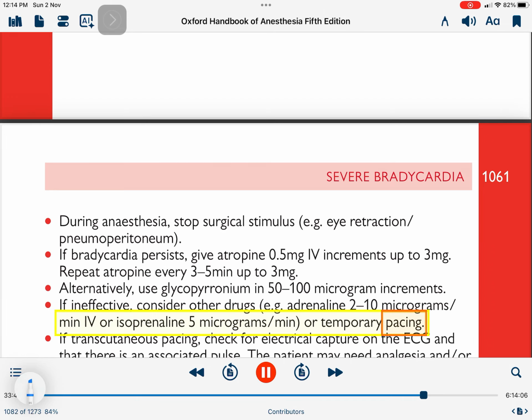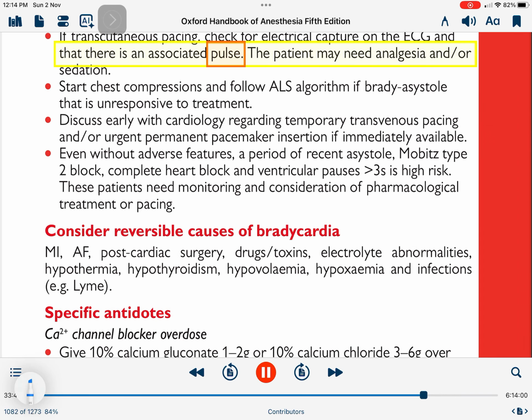Or temporary pacing. If transcutaneous pacing, check for electrical capture on the ECG and that there is an associated pulse. The patient may need analgesia and/or sedation. Start chest compressions and follow the ALS algorithm if bradyasystole is unresponsive to treatment.